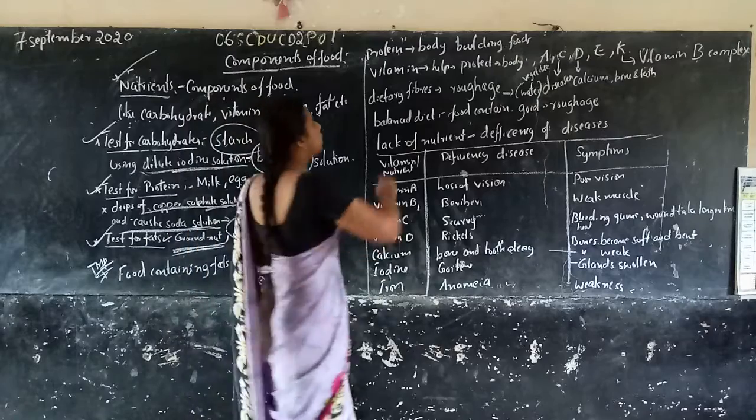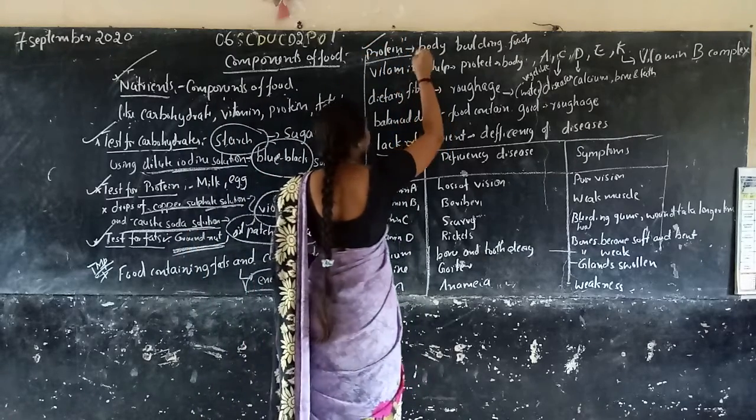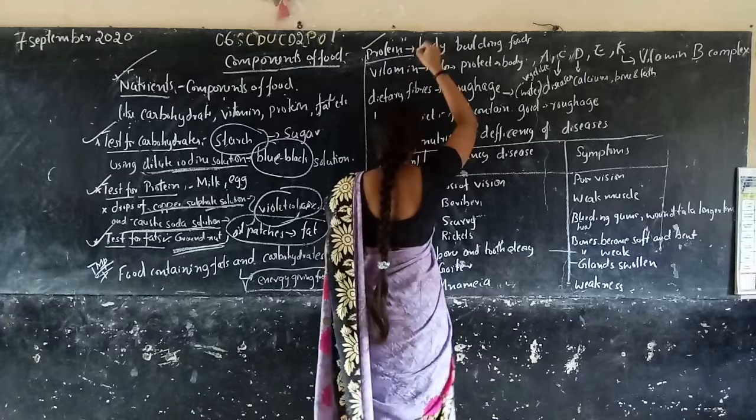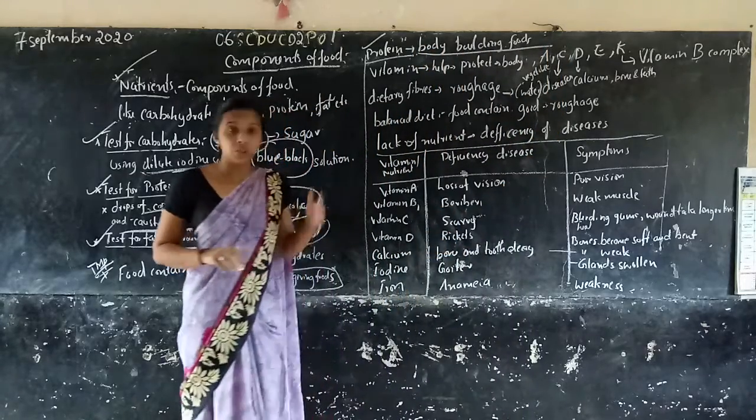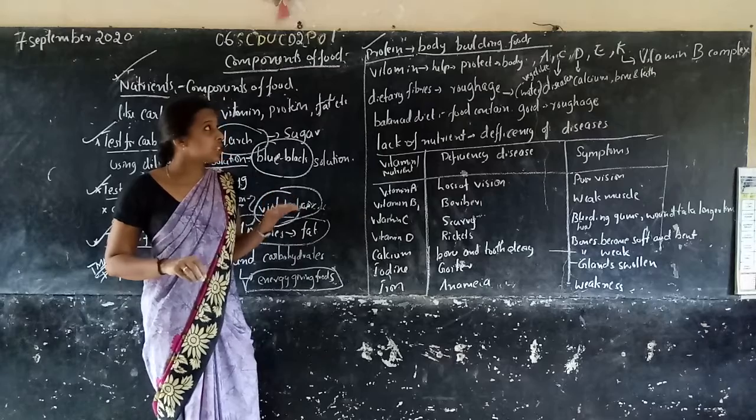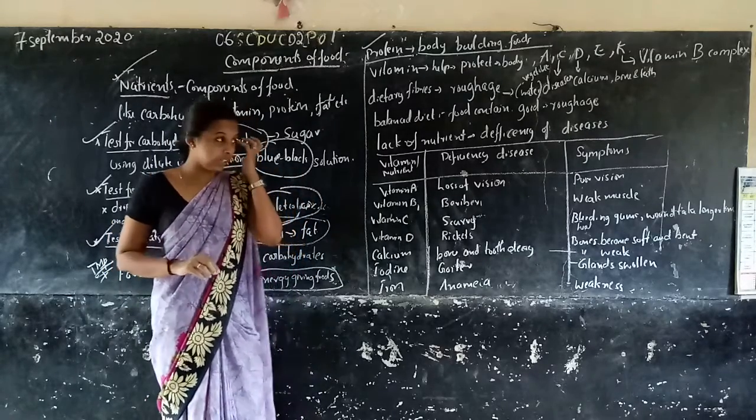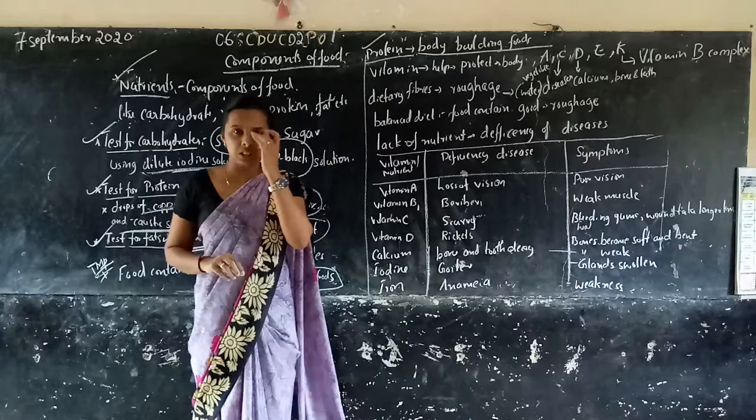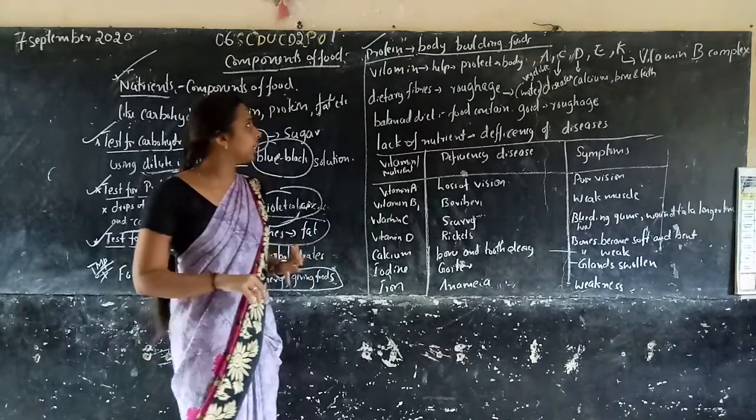Next, if a food contains protein, such food is called body building food. So energy giving foods are carbohydrate and fat, and body building food is protein.